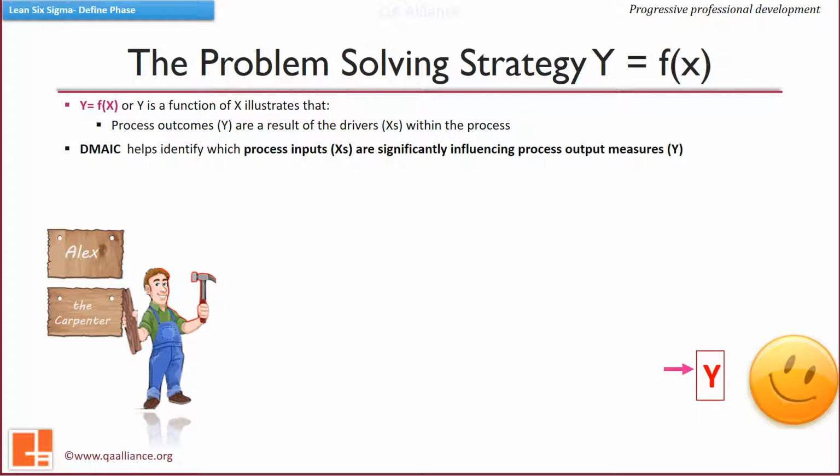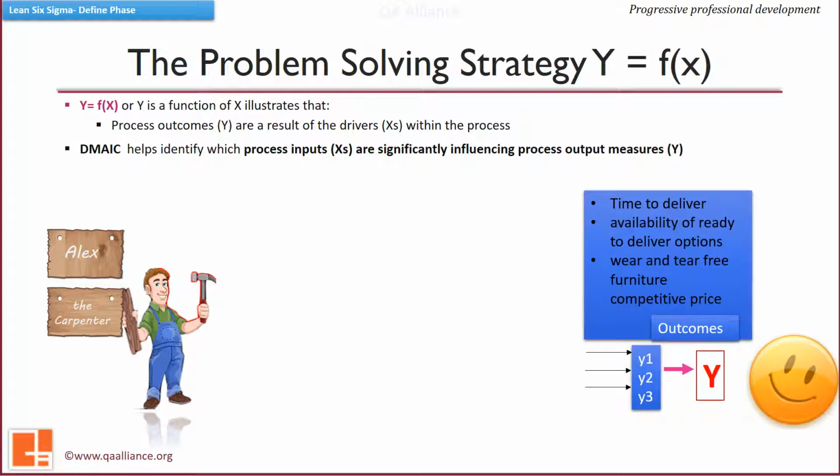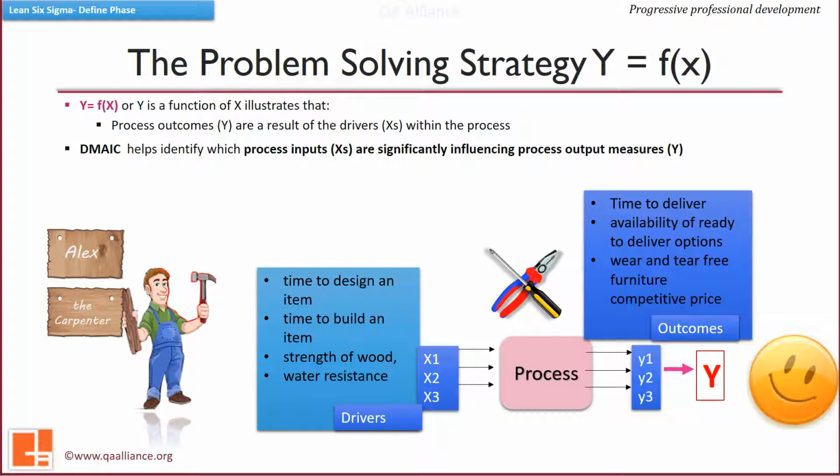There are some little y's too. For example, time to deliver, number of ready-to-deliver options, neatly polished chair, competitive price, durability, etc. And X could be time to design an item, time to build an item, strength of wood, moisture content of wood, antifungal and water resistance, etc.